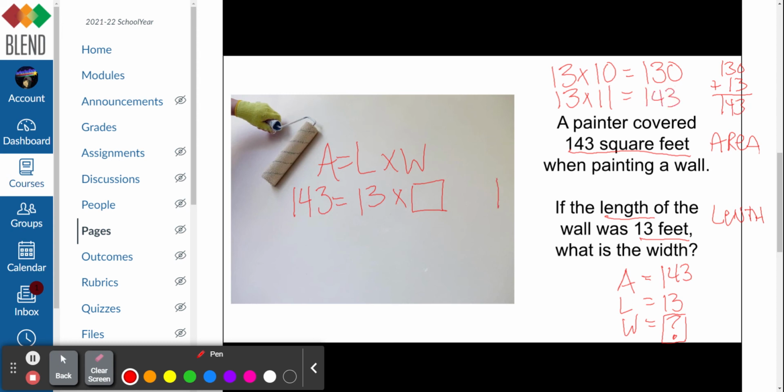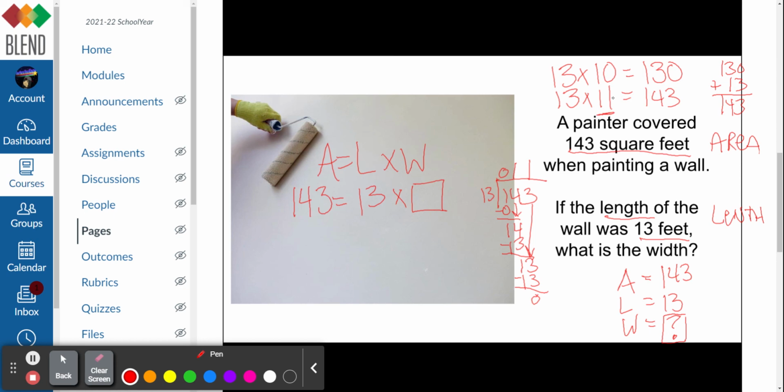If we long divided, we could do it like this. 13 goes into 143. 13 goes into 1 zero times. 1 minus 0 is 1. Drop the 4. 13 goes into 14 one time. 14 minus 13 is 1. Drop the 3. 13 goes into 13 one time. 13 times 1 is 13. We have no remainder. So we found the same answer both ways.